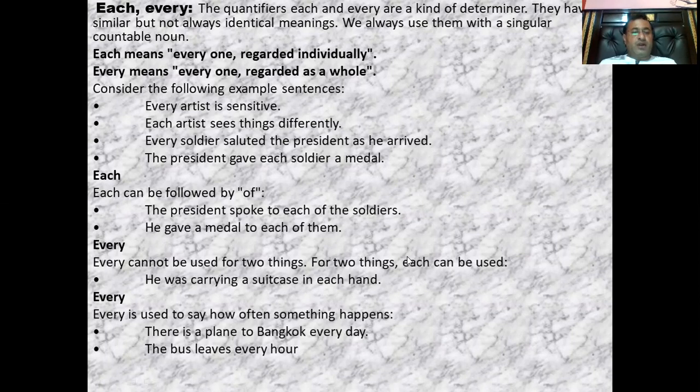Every is used to say how often something happens and how usually it happens. There is a plane to Bangkok every day. I mean, it usually happens every day. The bus leaves every hour. So every is used to say how often something happens. So these are some differences between each and every in their uses.